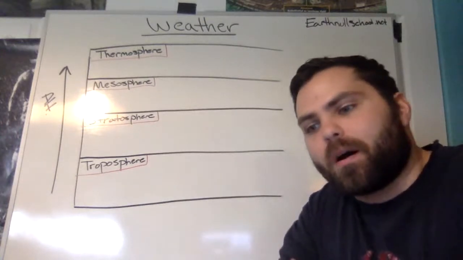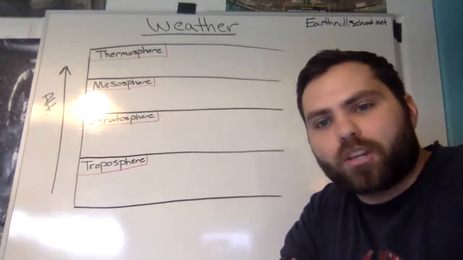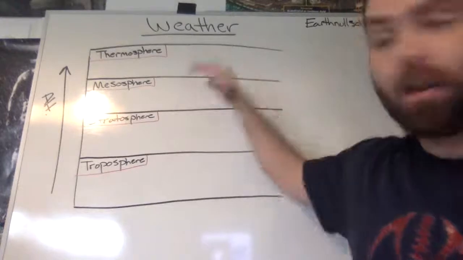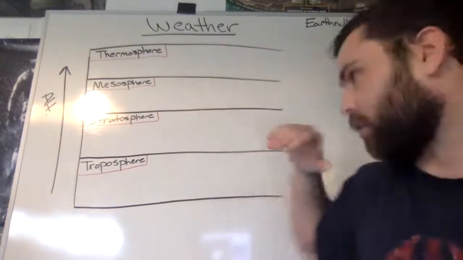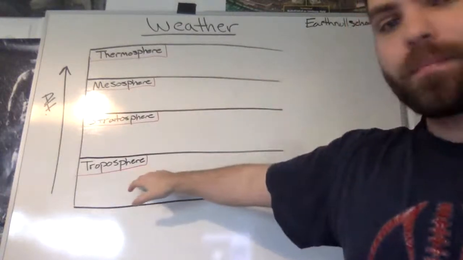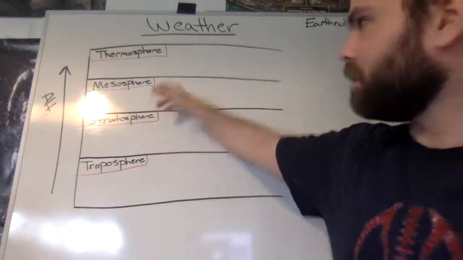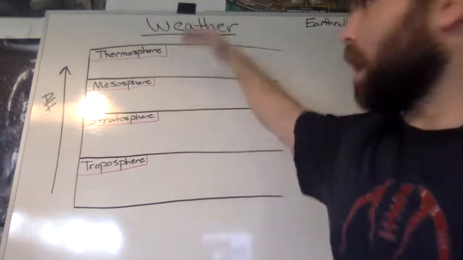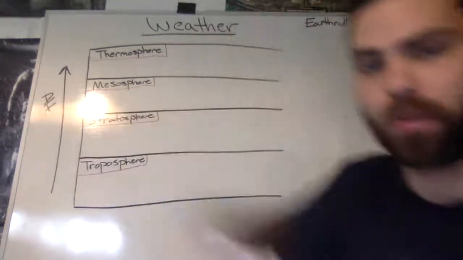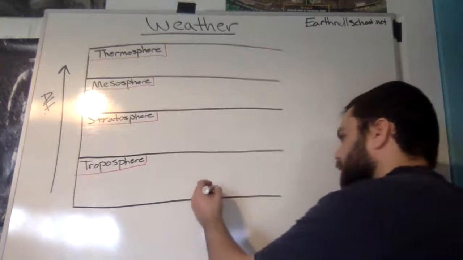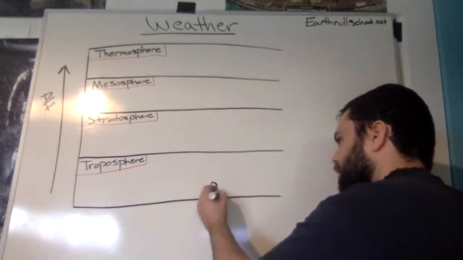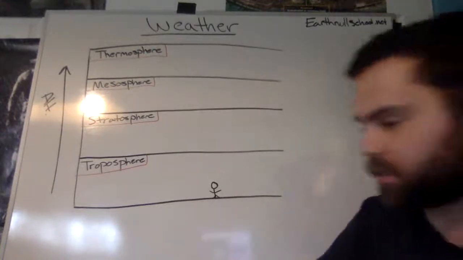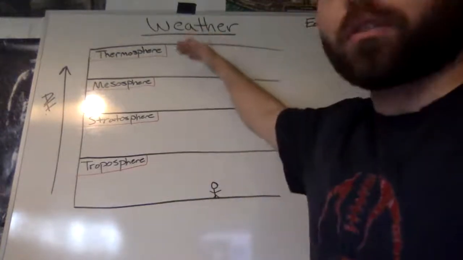So we're going to go into the different layers. There are actually 4 layers of the atmosphere, and we're just going to break it down. You have the troposphere, the stratosphere, the mesosphere, and the thermosphere, and this goes up by altitude. I'm just going to put a stick figure here to show that this is the Earth. This is the surface. As you go up, altitude goes up.